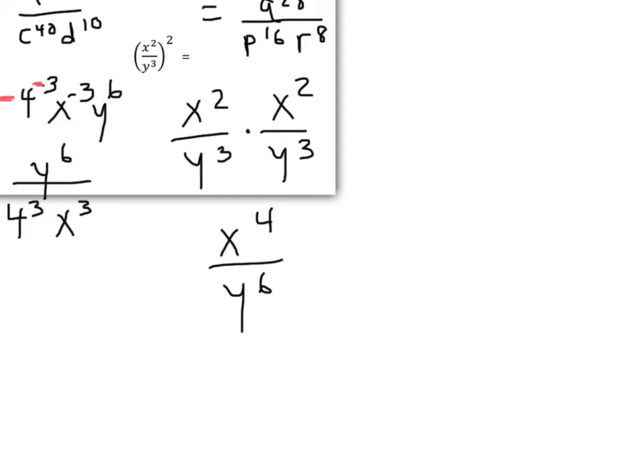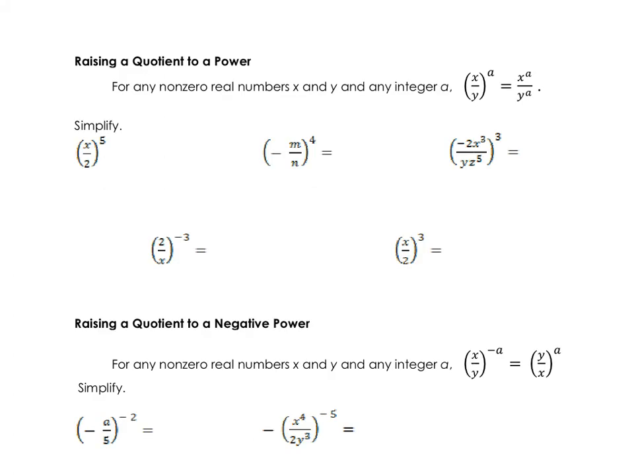Do you suppose we have a rule now about quotients? Raising a quotient to a power. For any non-zero real numbers, x and y, and any integer a, if you raise the quotient x over y to the 8th power, you can just individually raise the numerator to the 8th power and the denominator to the 8th power. So it's kind of similar to the product rule. We can now raise a quotient to a power. So we know that if we have x over 2 to the 5th, we have x to the 5th divided by 2 to the 5th.